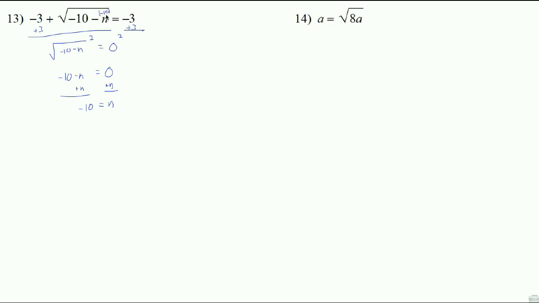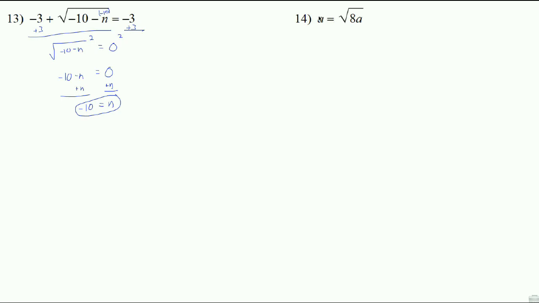So we have negative 3 plus this. Well, this is negative 10 minus negative 10. Minus negative 10 is positive 10. So negative 10 plus 10 is 0. So this whole part would be 0. The square root of 0 is 0. And negative 3 plus 0 is negative 3. That works. Negative 10 is the answer. So again, isolate the radical, square both sides, and then solve the remaining equation.